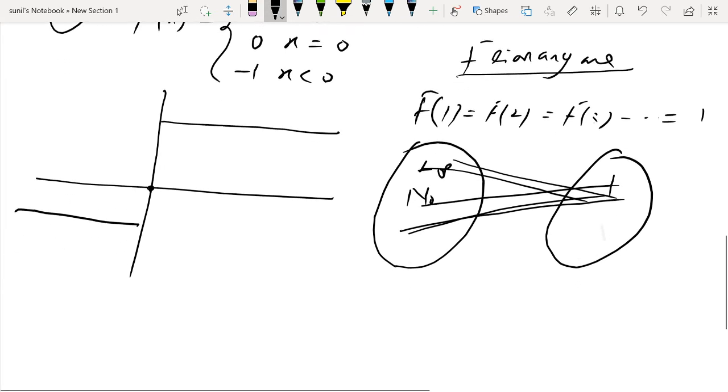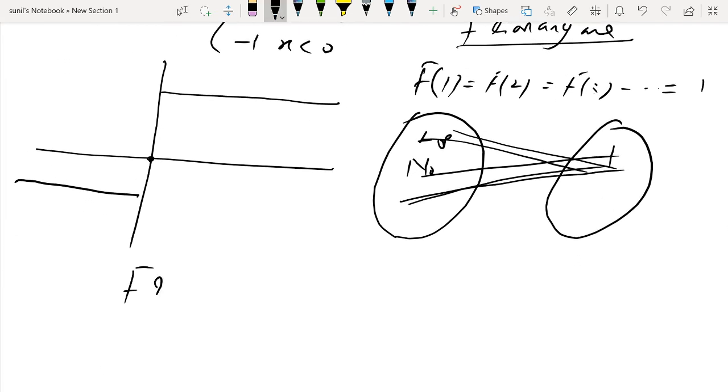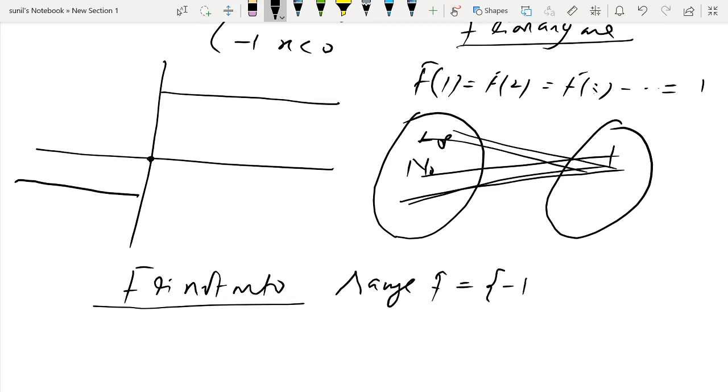Now f is not onto. The reason is that the range of f, because the function has only attained these values minus 1, 0, 1, is not all of R. So f is not onto.